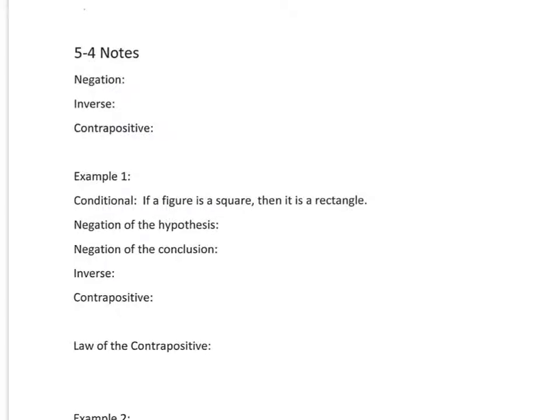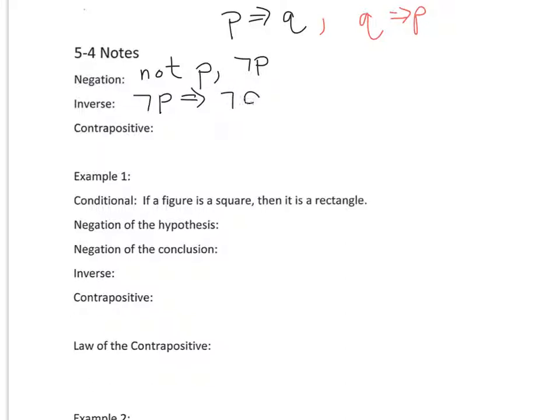Alright, so you remember from chapter 2 that P implies Q means if P then Q. A negation of a statement is not the statement, so not P, or in symbols it looks like this, with a symbol that means not. In the inverse, if you remember the converse, if Q then P, the inverse is not P implies not Q.